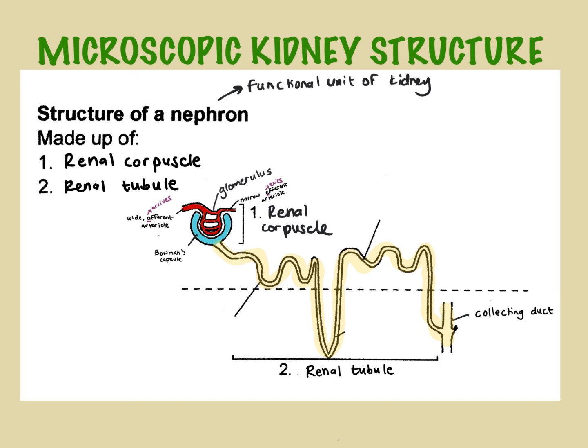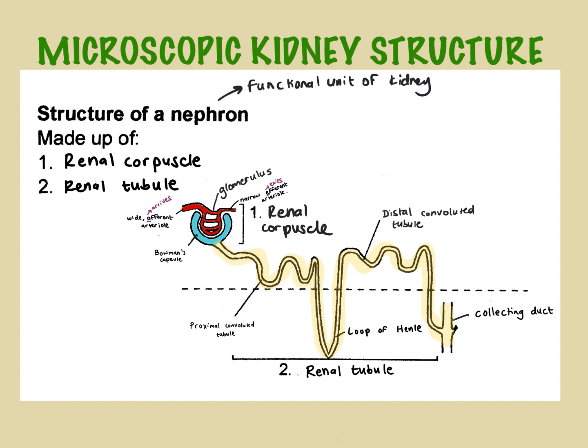So the renal tubule has three parts. It has the proximal convoluted tubule. Proximal means close. So this is the first convoluted tubule. It's all windy, so it's convoluted. Then it also has the distal convoluted tubule. So the distal convoluted tubule is after this loop-de-loop over here. And this loop-de-loop is called the loop of Henle.